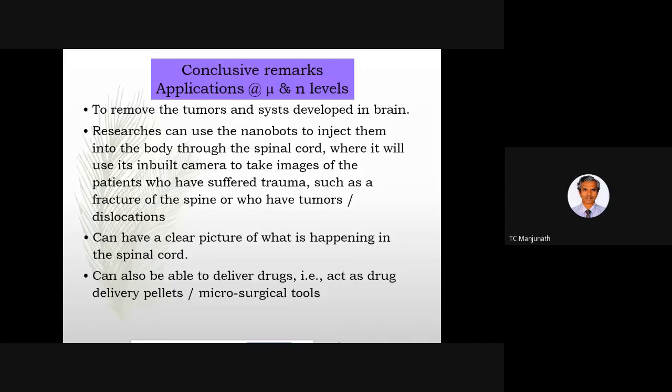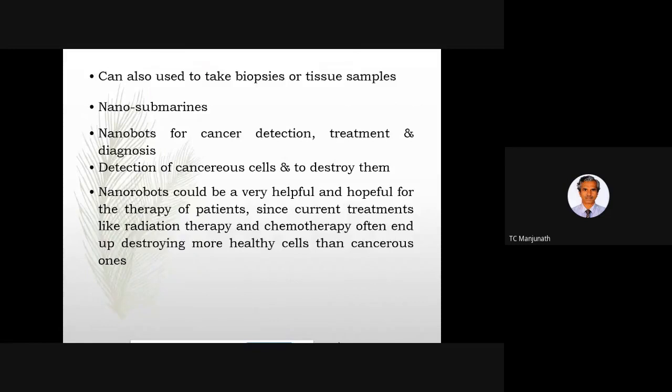Finally, I would like to conclude with some concluding remarks. The application is at the micro level and at the nano level. Yesterday, it was at the macro level. So the main applications, some 10, 12 applications I'm telling: to remove tumors and cysts in the brain, the researchers can use nanobots, injected into the body through the spinal cord, using an inbuilt camera to take images of the patients or the dislocations, to have a clear-cut picture of what is happening in the spinal cord. They can act as drug delivery pellets or microsurgical tools, take biopsies, act as nano submarines, and detect cancerous cells and destroy them.